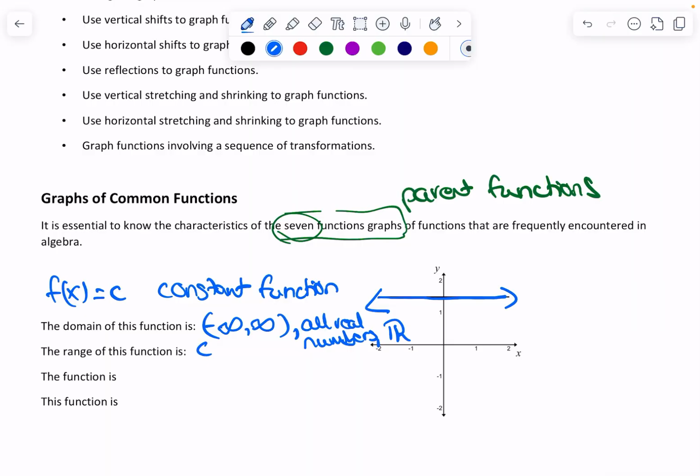This function is constant on negative infinity to infinity. It does not increase or decrease. And this function is even. That was lesson 2.2, where we looked at the even and odd functions.